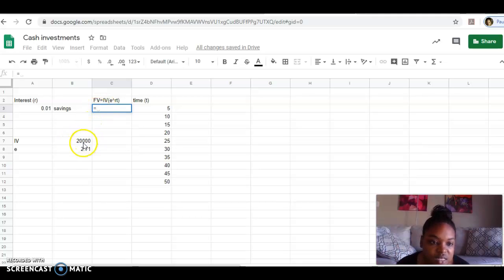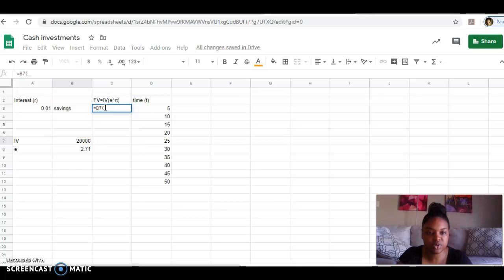So in that case, is this $20,000 here? So I'm not going to type $20,000. What I'm going to do is click on the cell with the $20,000. And you see how it puts B7 into the cell? That just tells us the column and the row, B7, where we find the $20,000.